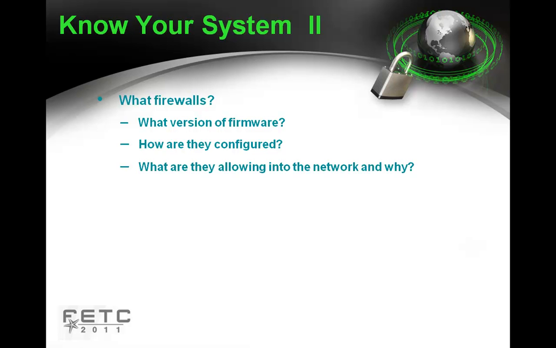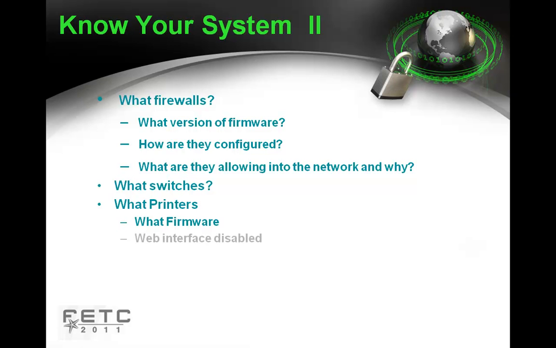What are they allowing onto the network and why? What about your switches? What about your printers? The firmware, the web interface. I'd highly recommend disabling a lot of the web interface because FTP on most of the HP printer stuff is completely insecure. They can be used as a hacking launch pad to go to something else. And there are step-by-step YouTube videos on places like irongeek.com and a bunch of other places that show you how to do it. SNMP, if you're using SNMP, really it's time to move to version 3.